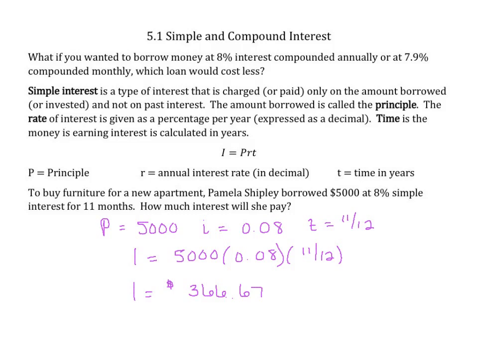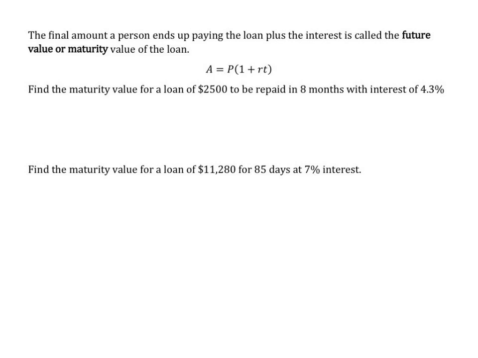That is how much she will actually pay in interest for this loan over the duration of the 11 months. The final amount a person ends up paying, the loan plus the interest, is called the future value or maturity value of the loan. So the maturity value of a loan is the principal times 1 plus the rate times the time.